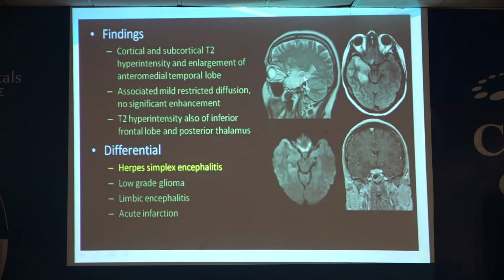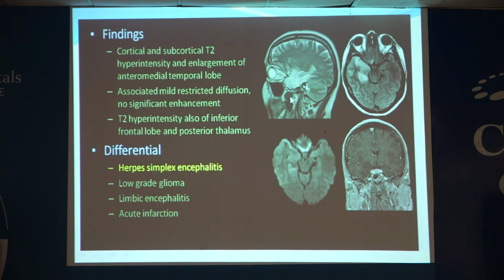For example, you can see this is a sagittal MR image and an axial MR image showing an abnormal signal intensity in the right temporal lobe. Diffusion is showing few areas of diffusion restriction, and post contrast no significant enhancement. When we see a picture like this and a clinical picture, then we can say that this is a herpes simplex encephalitis.